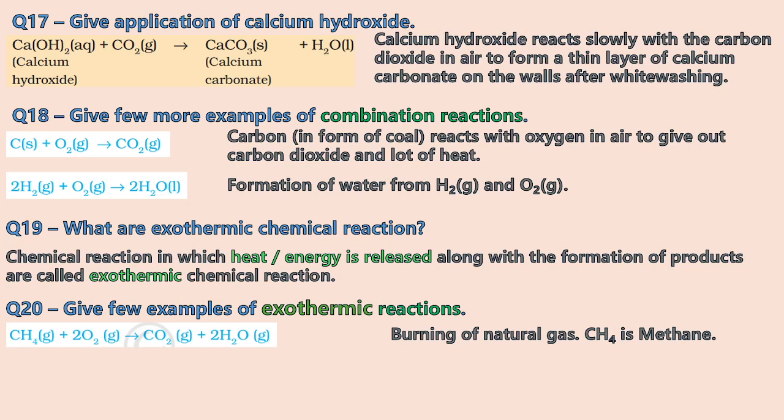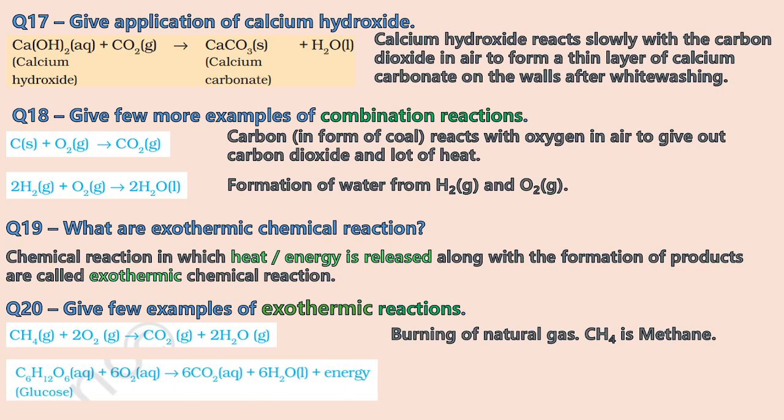When you burn natural gas, which has methane, CH4, methane is a carbon atom with four atoms of hydrogen. CH4 is methane that, when burnt, reacts with oxygen to give you carbon dioxide and a lot of heat, which is why it's exothermic.